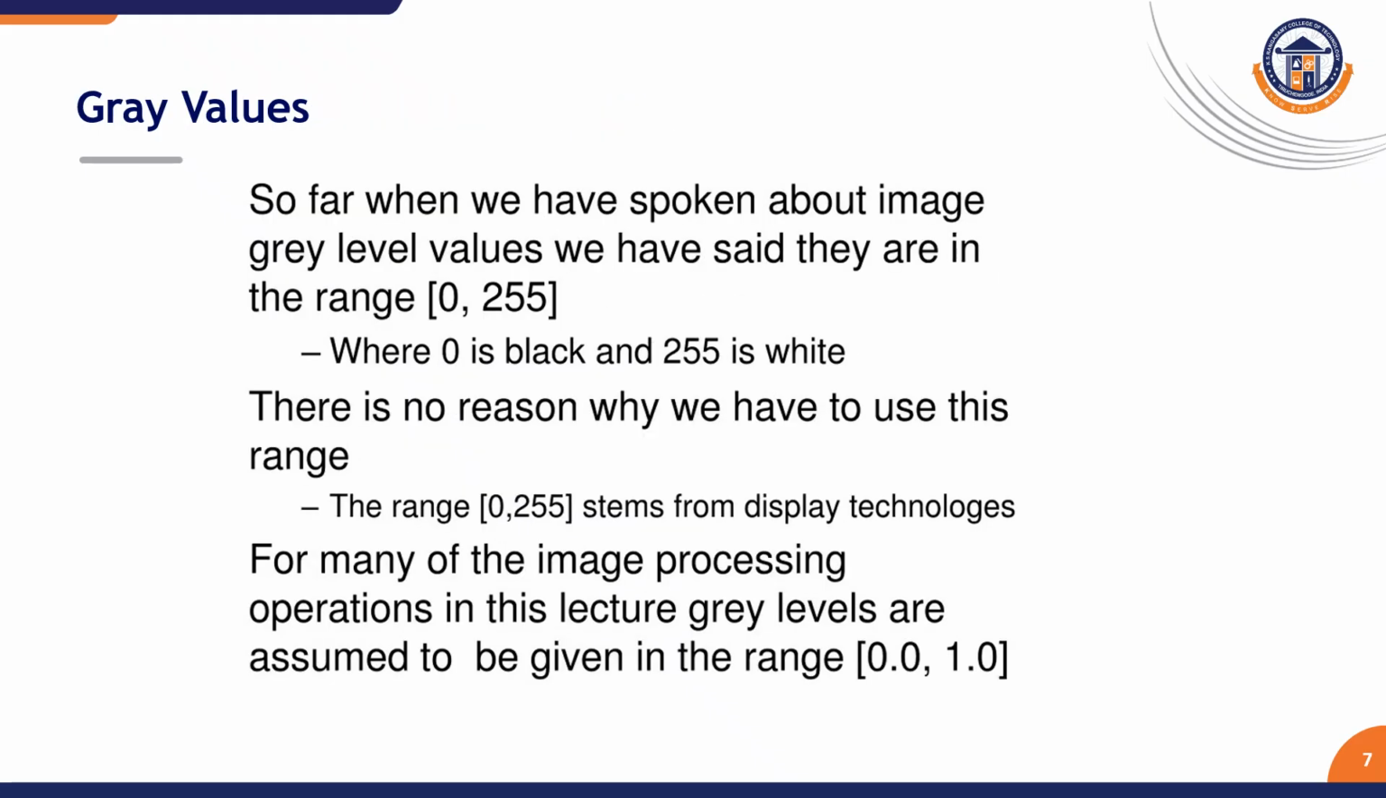The gray values for an 8-bit image mean the gray level of the pixel is about 0 to 255, that is 2 power 8, where 0 is completely black and 255 is white. For many image processing operations, these gray levels are assumed to be given as 0.0, 1.0, and so on, like that, for the 0 to 255 gray levels of a pixel.